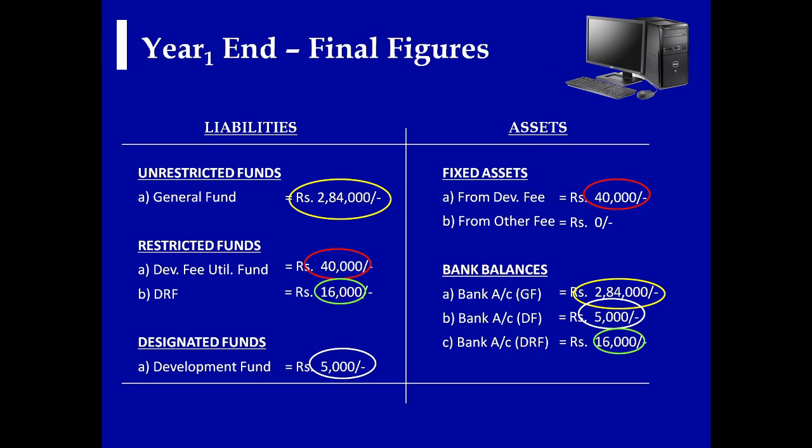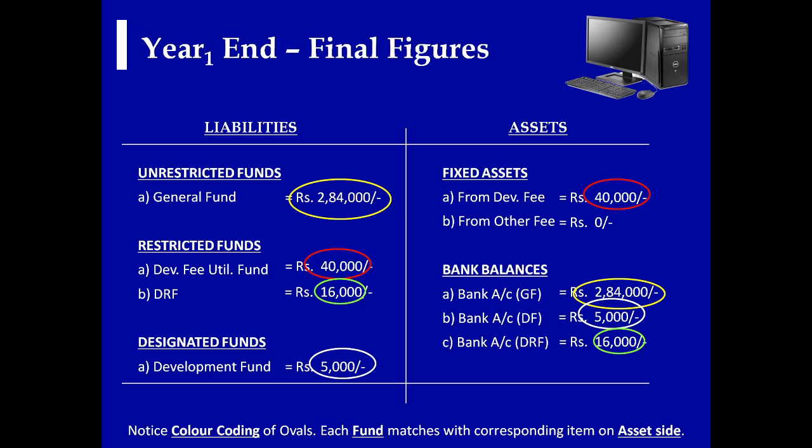So if you notice the final figures at the end of the first year, you can note the color coding of the ovals that we have marked here. Every fund on the left hand side matches with its corresponding bank account on the right hand side. First of all, if you look at the general fund, that's at 2,84,000 rupees, and the bank account also is at the same level.